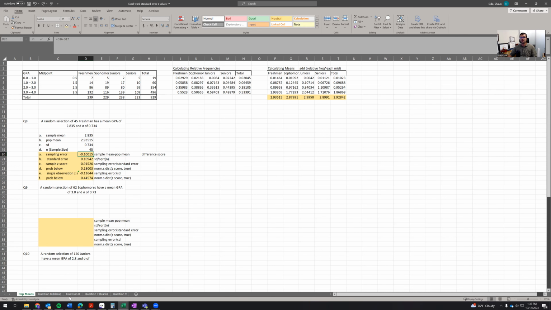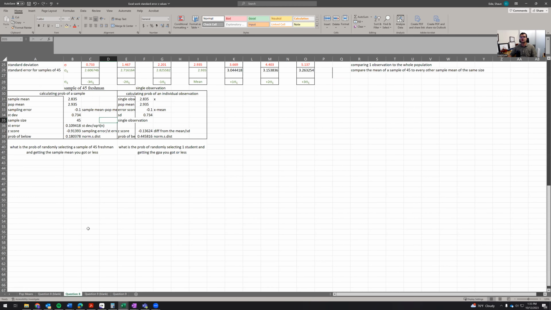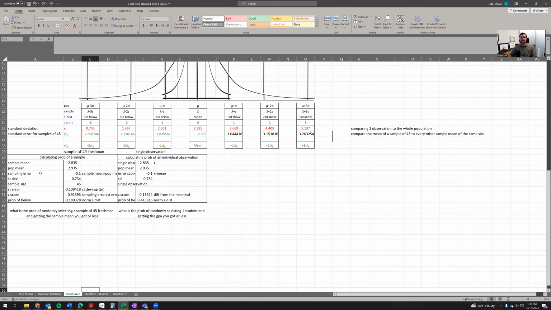So this right here is question number 8. And then I also have it set up the same way. I've got the sample mean, population mean, sampling error, standard deviation, sample size. And we can highlight these to show these are the ones we're calculating. So it's the exact same thing, but this is for calculating the probability of a sample. This is for calculating the probability of an individual observation.